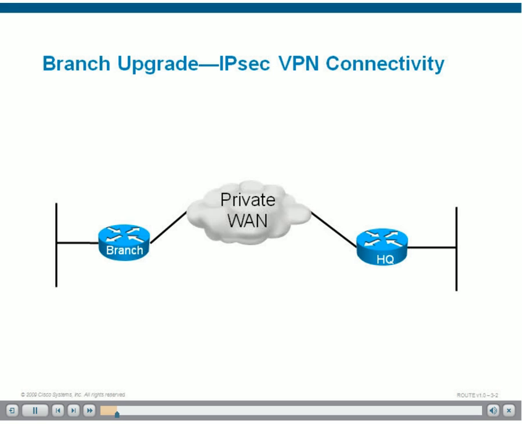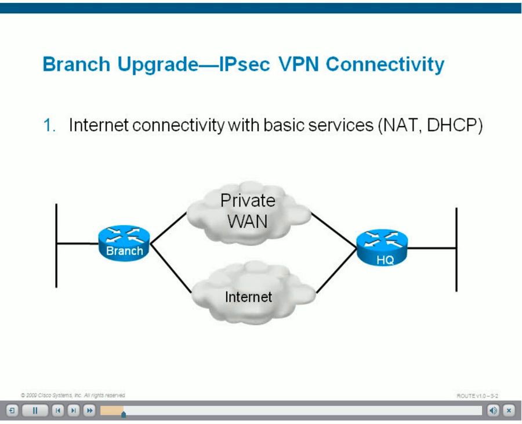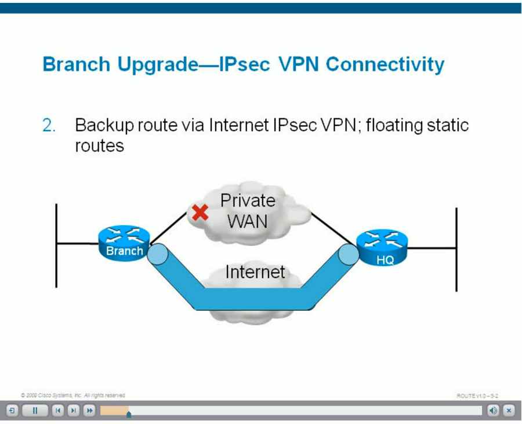Remember, broadband technologies and connectivity are part of a broader objective of our branch upgrade scenario. We will start with our base topology shown in the figure, and then build internet connectivity with basic services such as NAT and DHCP as an alternative path into the headquarters router. We will then use this link as a backup to our private WAN using IPsec VPN tunnels.